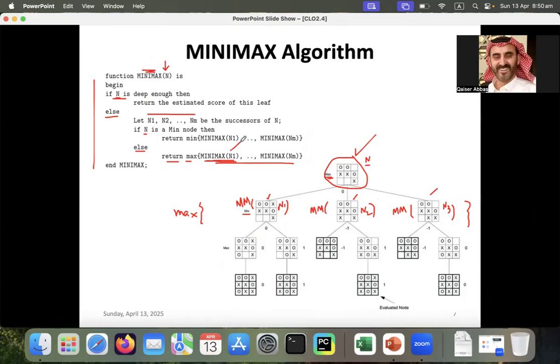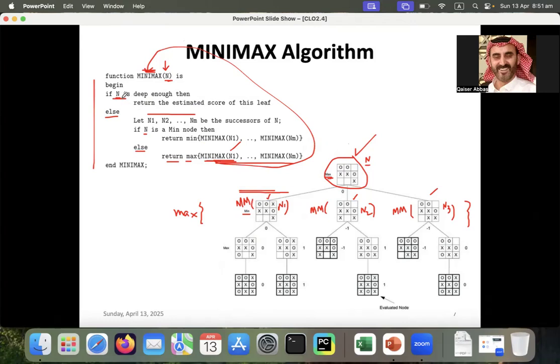And as in this algorithm, we have to follow the depth first search. So that's why I will calculate this one first. Depth first search. So I will calculate this node first. Now it will call this minimax again with n1. So now my n is N1.